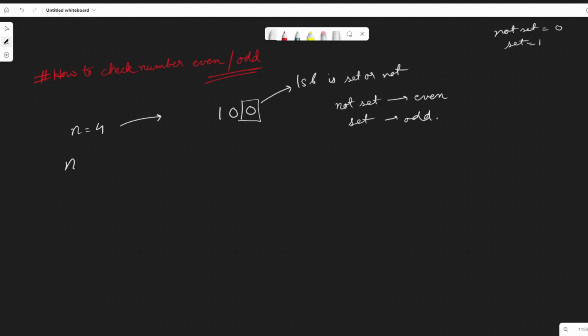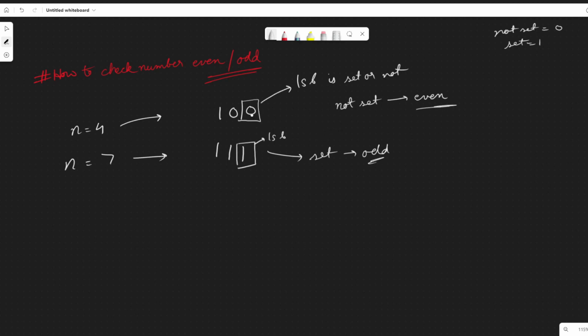Let's check another example. Odd number is 7. What is the binary representation of 7? So what is the least significant bit? This one is the least significant bit, LSB. We have to check whether it is set. Yes, it is set. So it is an odd number. Whereas in case of 4, it is not set. So it is an even number.